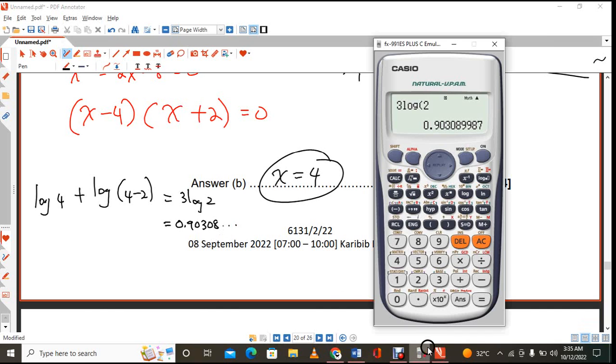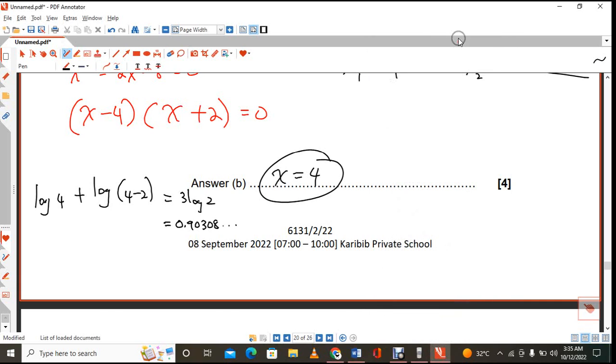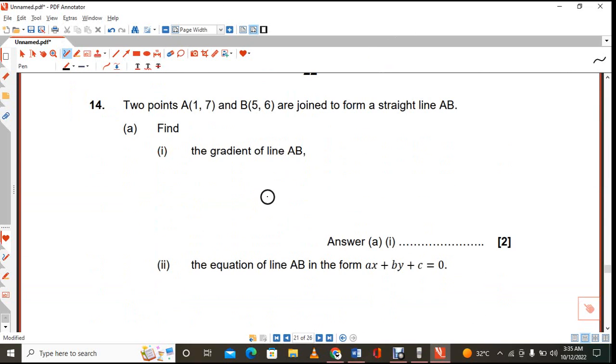So let's see if we then say log 4 plus log 4 minus 2. Do we get more or less the same answer? Yes, you see we get the same answer, therefore that solution checks out. Always remember when you're getting quadratics or solving log equations, you must always check and see if your answers are making sense. So what do we have here? Question 14, we have coordinate geometry. Then question 15, we'll have some sort of very straightforward inequality, and then we are nearly done.